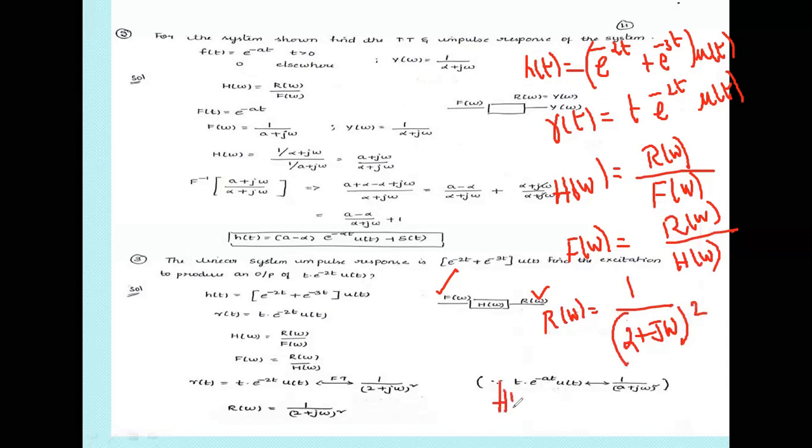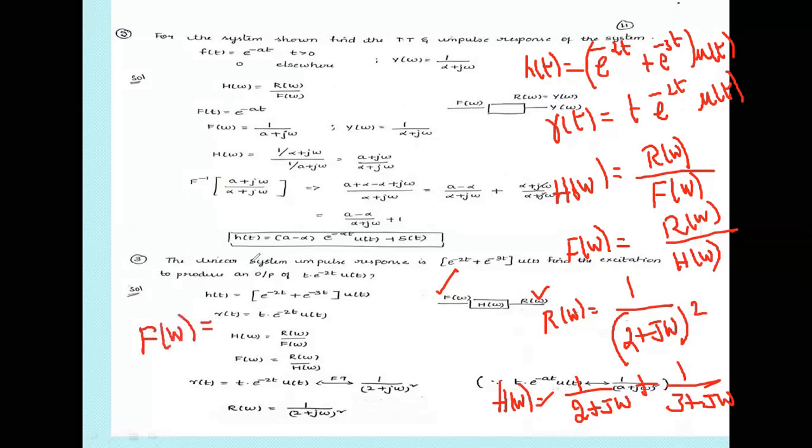And H of omega is equal to the two functions we have, e power minus 2t mu of t and e power minus 3t mu of t. For e power minus 2t mu of t, it is 1 by 2 plus j omega, plus 1 by 3 plus j omega. So R of omega, H of omega we got. Divide these two functions to get the F of omega as an input function.